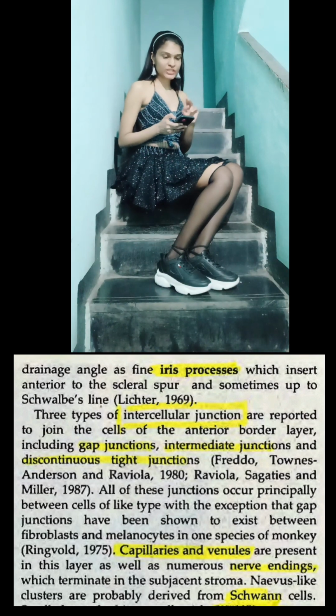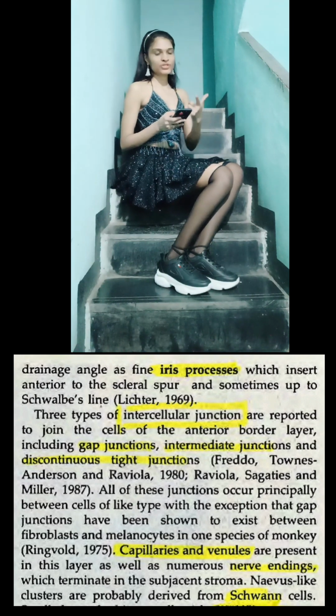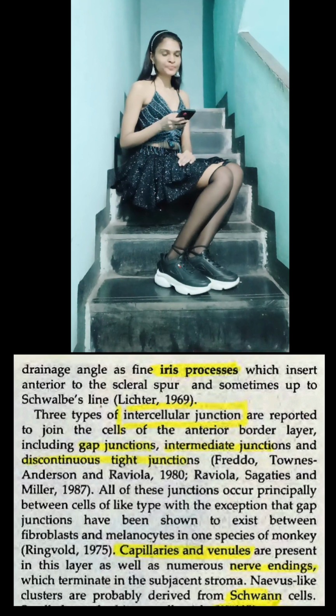So 3 types of intercellular junctions are reported to join the cells of the anterior border layer, including gap junctions, intermediate junctions, and discontinuous tight junctions, between the fibroblasts and the melanocytes present in them. All of these junctions occur principally between cells of like types, fibroblasts with fibroblasts and melanocytes with melanocytes, with the exception that gap junctions have been shown to exist between fibroblasts and melanocytes in one species of monkey. In monkey, not in human beings, there are gap junctions between the melanocytes and fibroblasts of the anterior border layer. Capillaries and venules are present in this layer, as well as numerous nerve endings which terminate in the subjacent stroma. Nevus-like clusters are probably derived from Schwann cells.